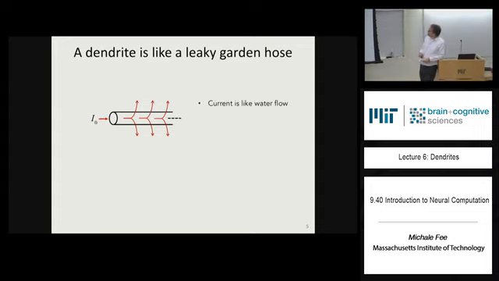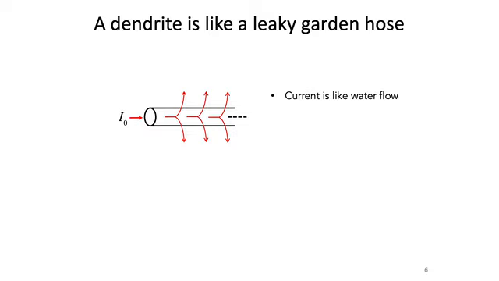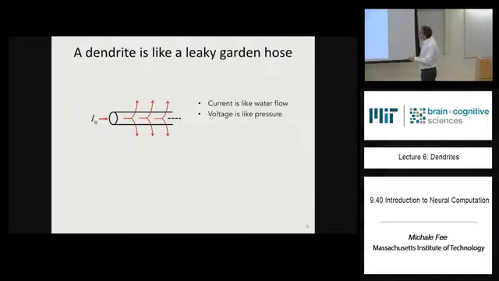Okay, and the general analogy here is that current is like the flow of the water. Electrical current here is like water current flowing down the pipe. And voltage is like pressure, right? So the higher the pressure here, the higher the current flow you'll get.